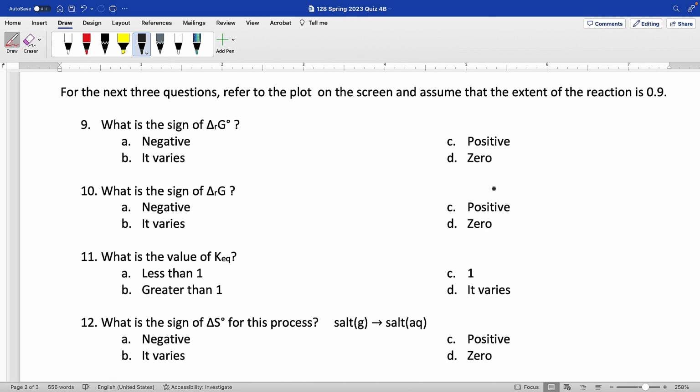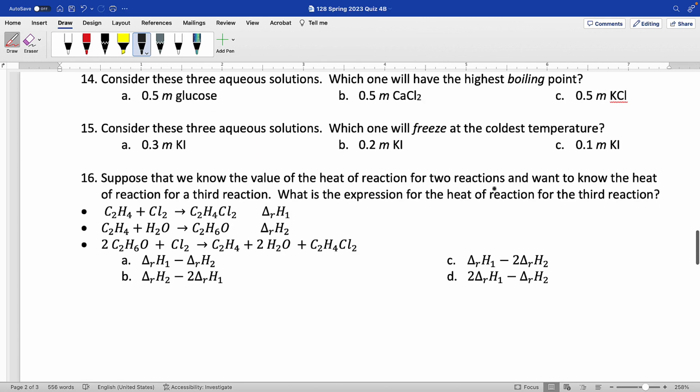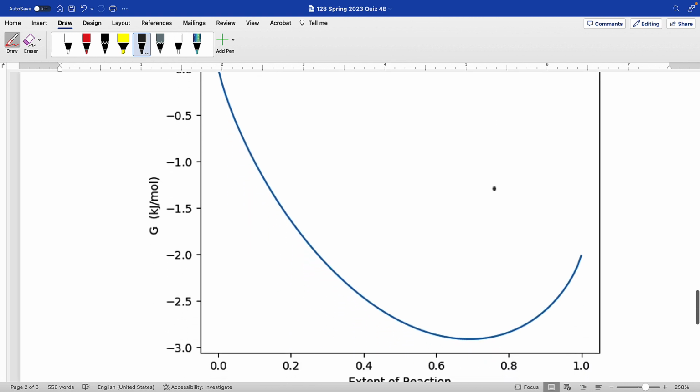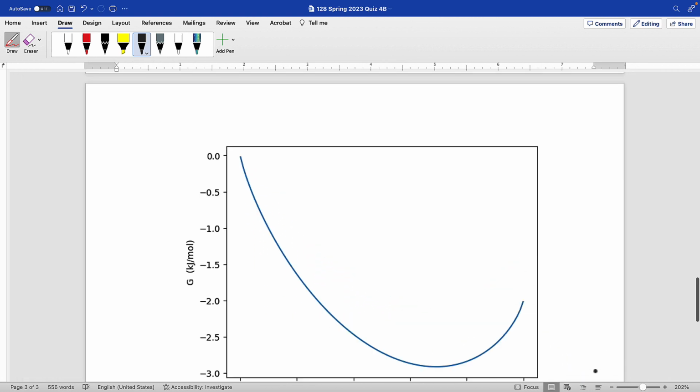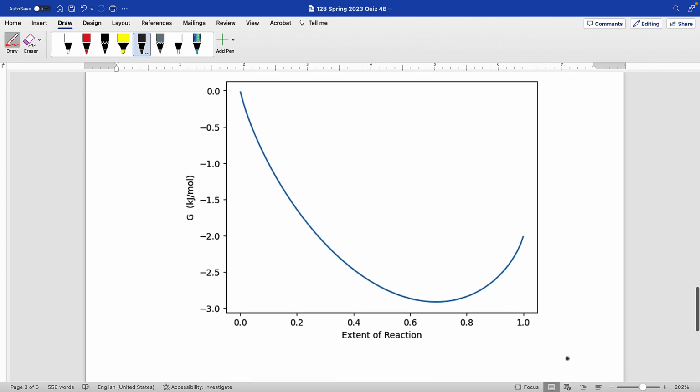Okay, next 3 questions. Refer to the plot on the screen and assume that the extent of reaction is 0.9. So let's go find that plot. Okay, here it is. I'll shrink it down so we can see this a little bit better. During the quiz, I put a little dot there because remember we said we were at 0.9. So the state of the system is here. Let's just analyze this and then we'll put our answers on the quiz.